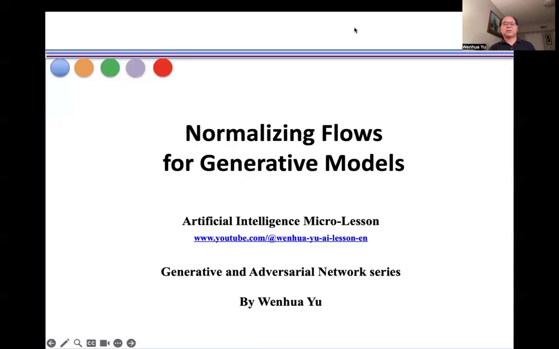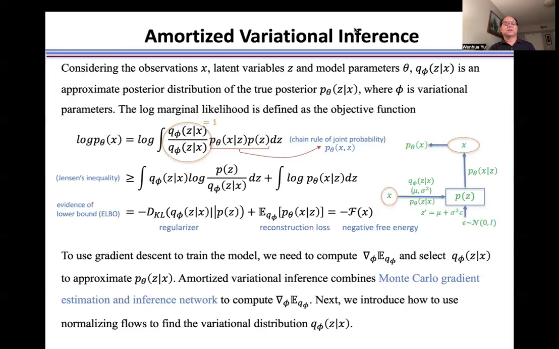In this video, I introduce normalizing flows for generative models. Considering the observations x, latent variables z, and model parameters theta, Q is the approximate posterior distribution of the true posterior P, where phi is the variational parameters.